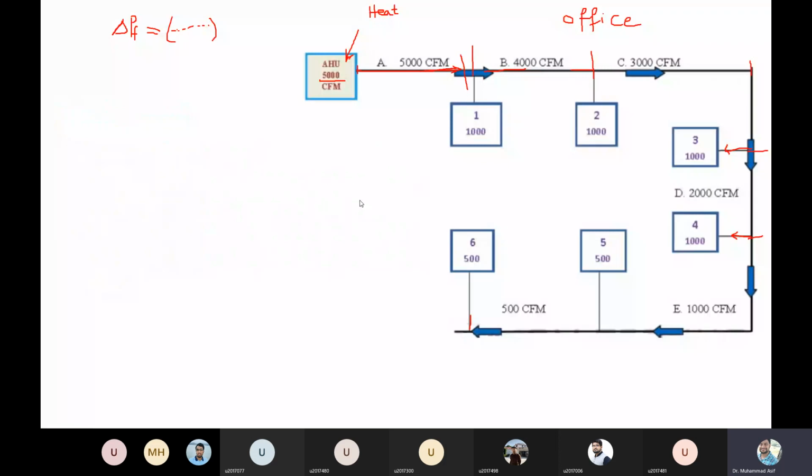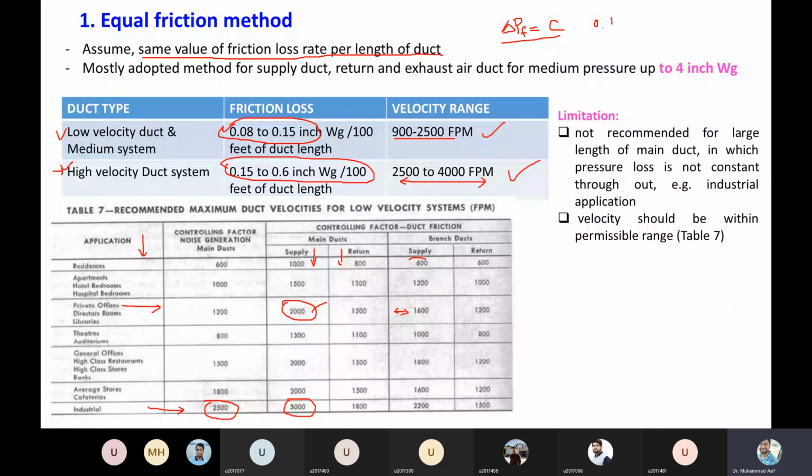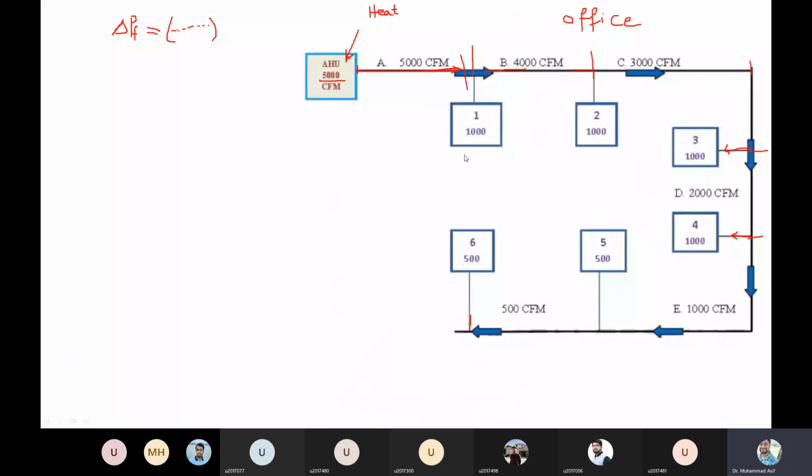From the previous table for the office building, let's see where the office building is. So this is an office building. For an office building, the maximum velocity is 2000. So if the velocity is 2000, that means this is the application. You can have the value of delta PF between 0.08 and 0.15. Let's say I'm taking 0.08, 0.08 inch of water gauge per 100 feet of duct length. I have assumed this pressure loss, which will remain constant.